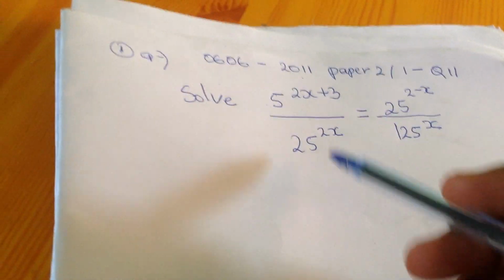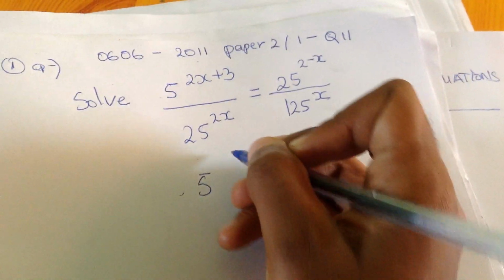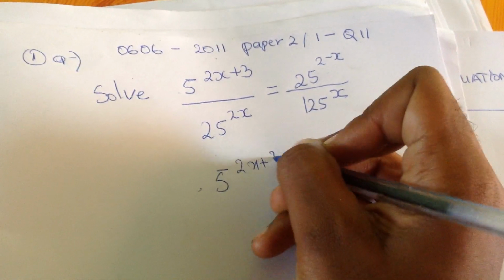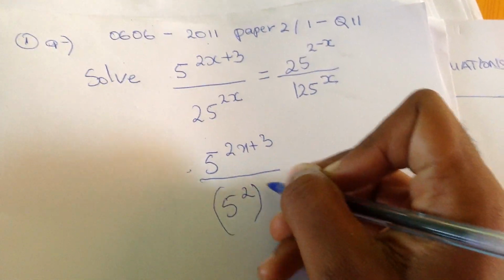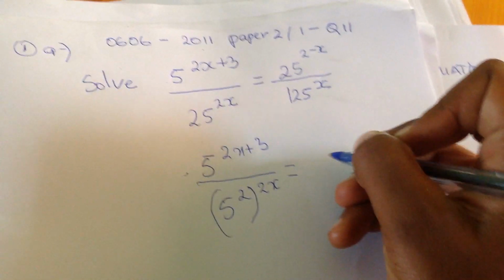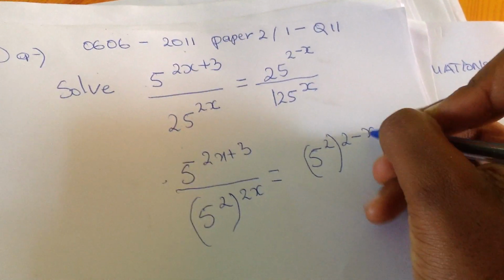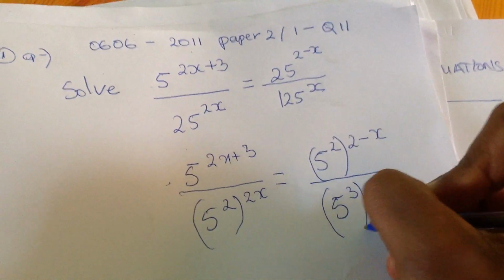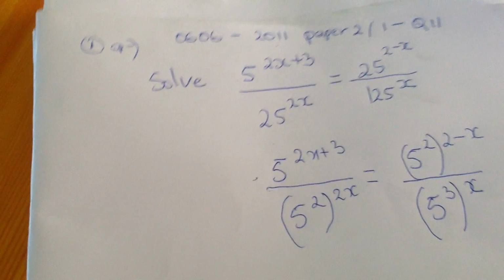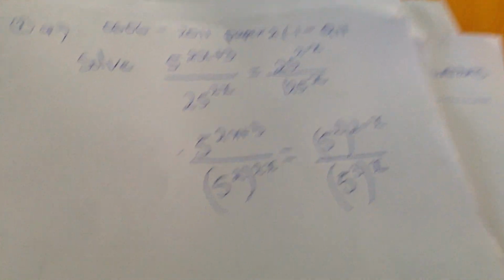So here there's 5. I know 25 is 5 squared, so I'll rather write 5 raised to the power of 2x plus 3, all over 5 squared raised to the power of 2x, is equal to 5 squared raised to the power of 2 minus x, all over 25, which is 5 cubed. You can use your calculator and check. So you just rewrote that same equation differently. If you look at my previous video again, you understand.